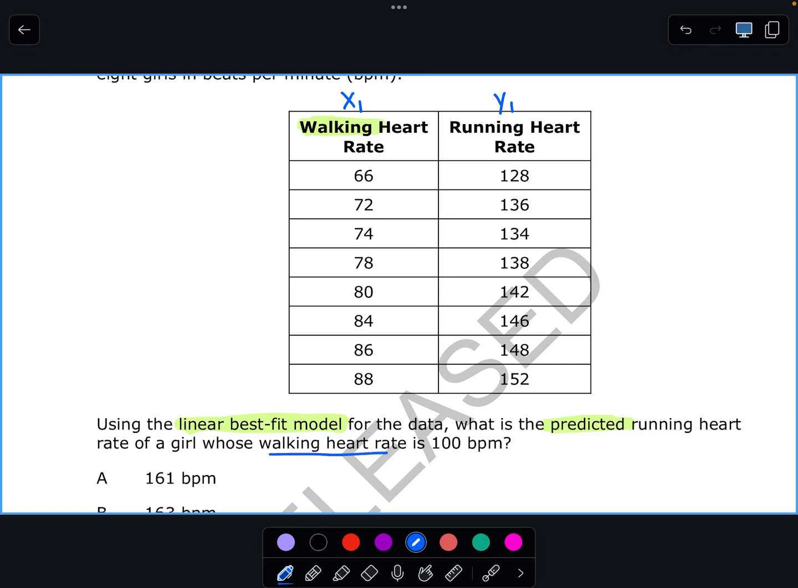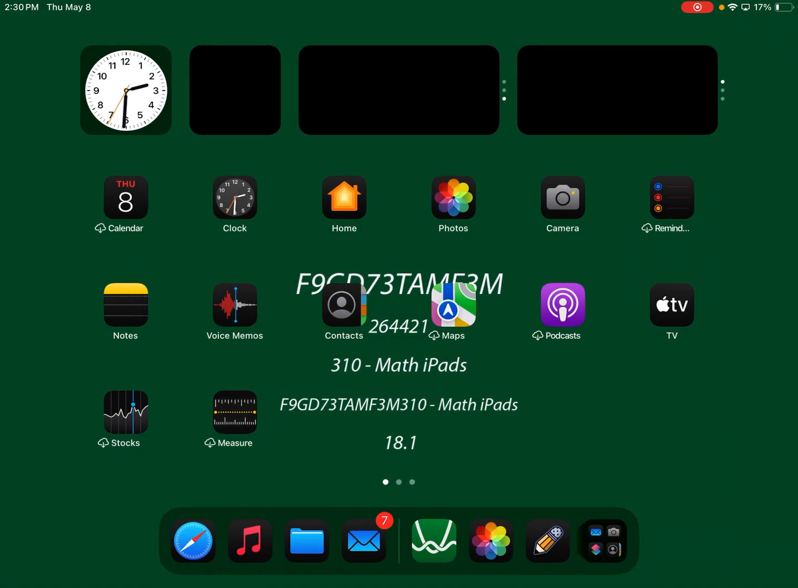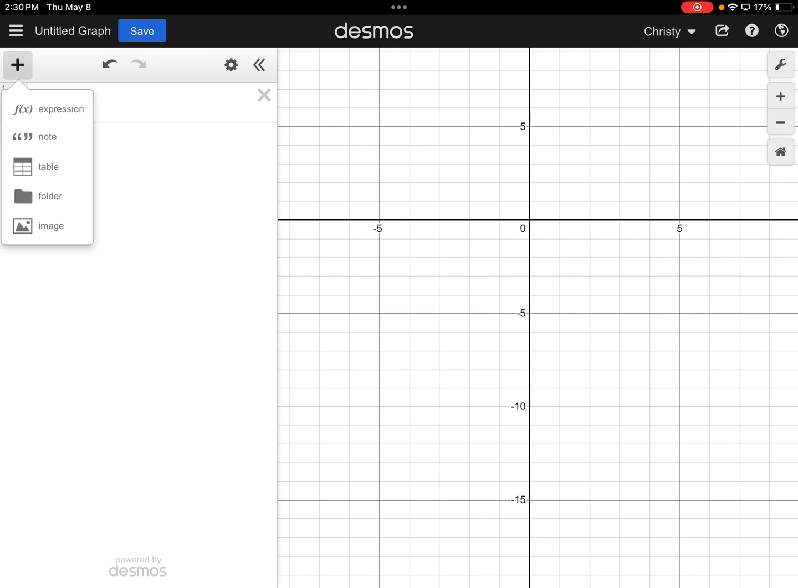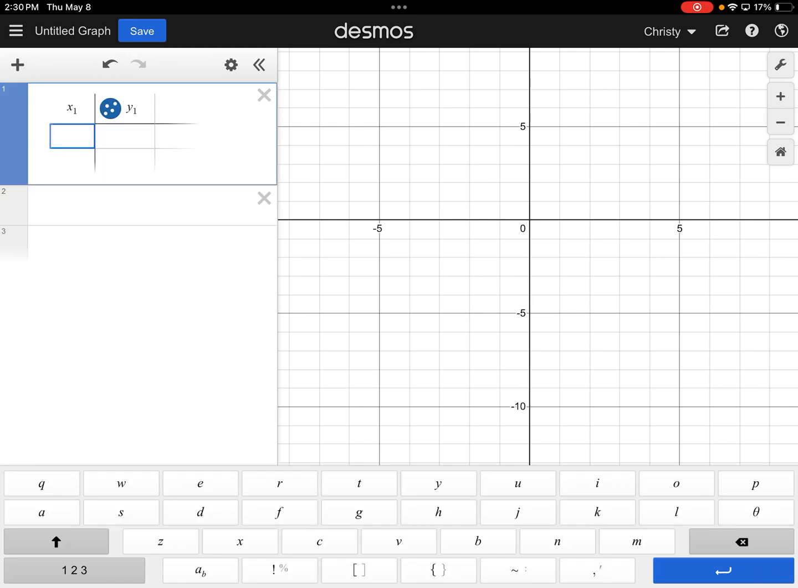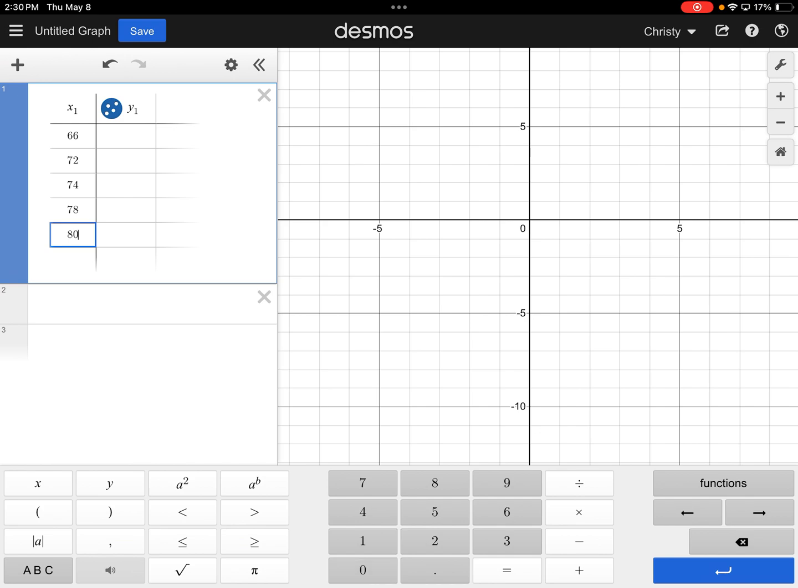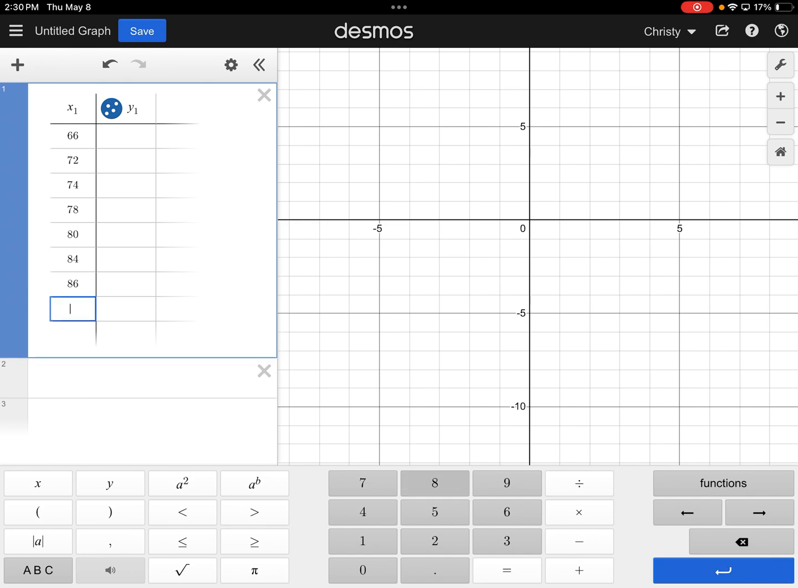Okay, so if we look, the walking heart rate, this is going to be X equals 100. Okay, we're going to go to Desmos. Click plus table. We're going to add our values for X first, so 66, 72, 74, 78, 80, 84, 86, 88.